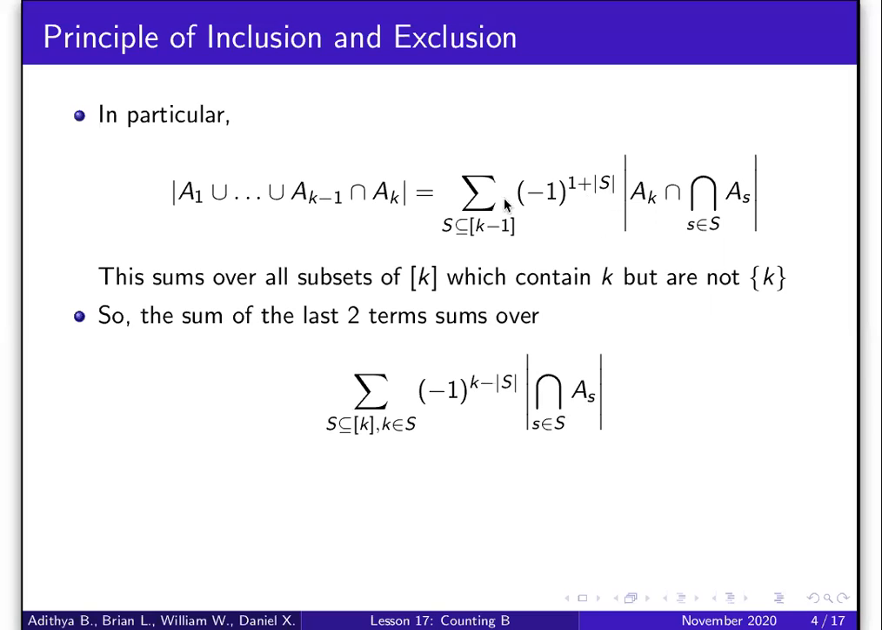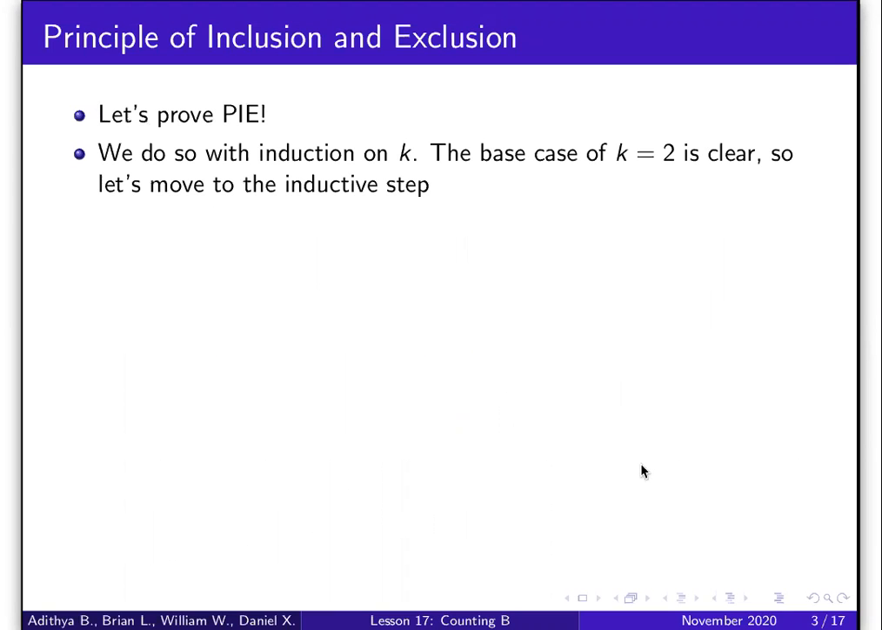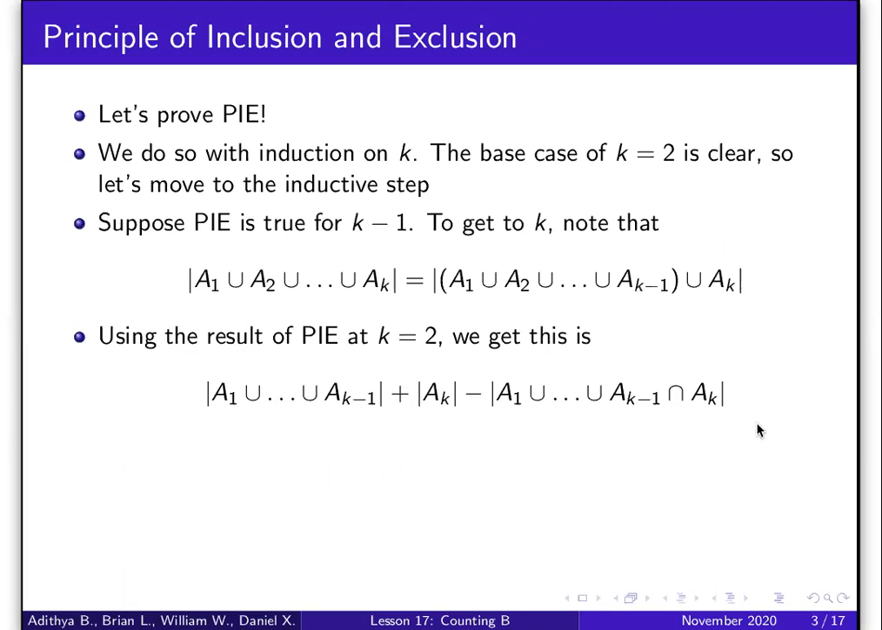So this sum is going to be the sum over all subsets of the first k sets which contain k but are not exactly {k}. So when we add the second term inside our original expression, which was the magnitude of A_k, the sum of these two terms is going to range over all subsets of the first k sets which contain the last element. So this expression denotes the sum of these last two expressions.